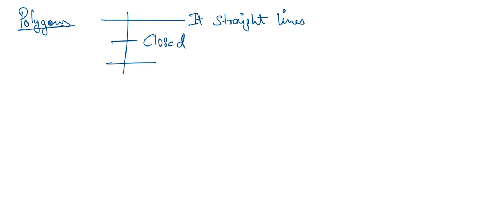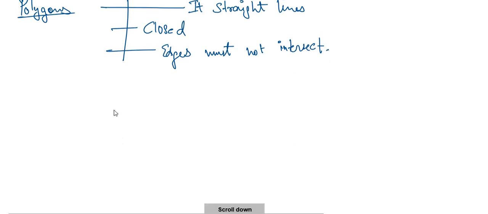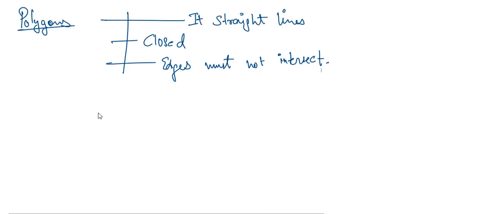And another property which a polygon should have: the edges must not intersect. So these are my three conditions to name any figure a polygon. Let us quickly see a few figures which I will call polygons. I have the shape of a triangle, this is my polygon.